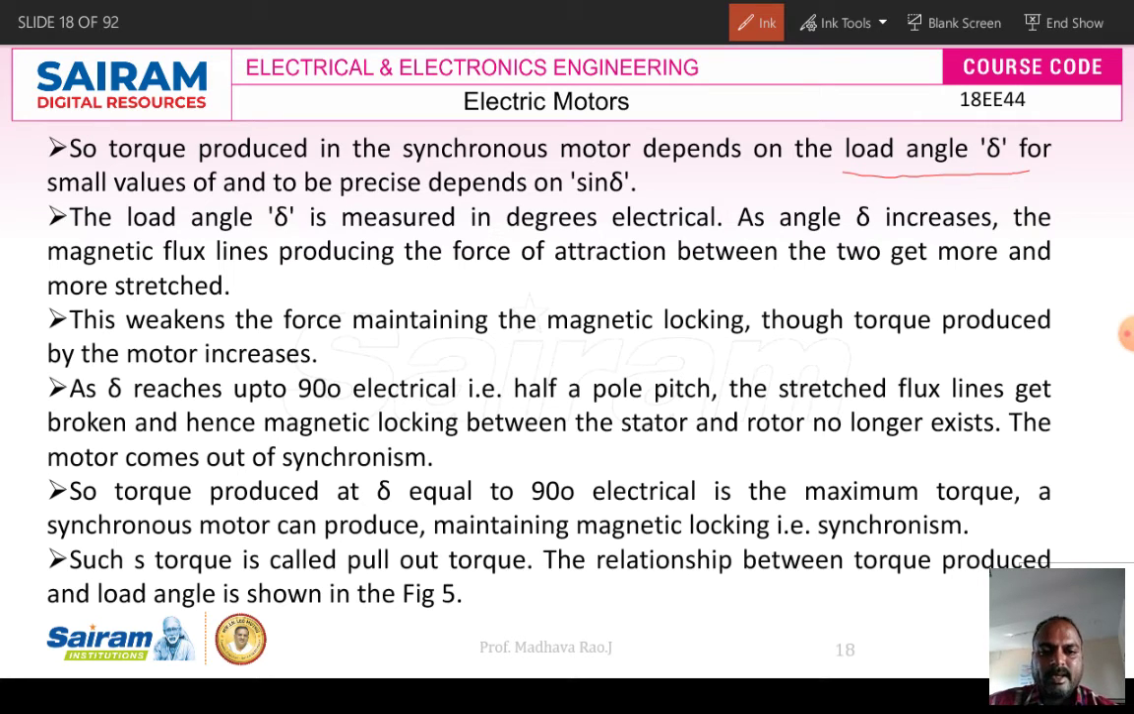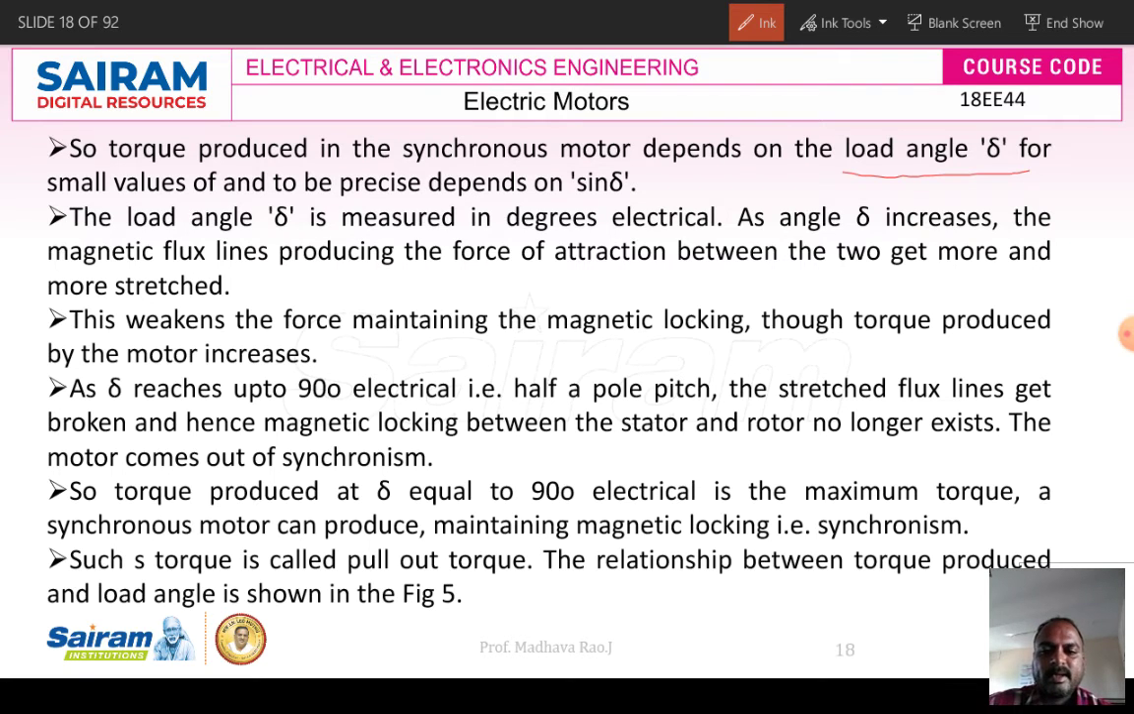As the angle delta increases, the magnetic flux lines producing the force of attraction between the two get more and more stretched. So the magnetic locking principle will be applied. This weakens the force maintaining the magnetic locking, so the magnetic locking force will decrease, and the torque produced by the motor is increased.